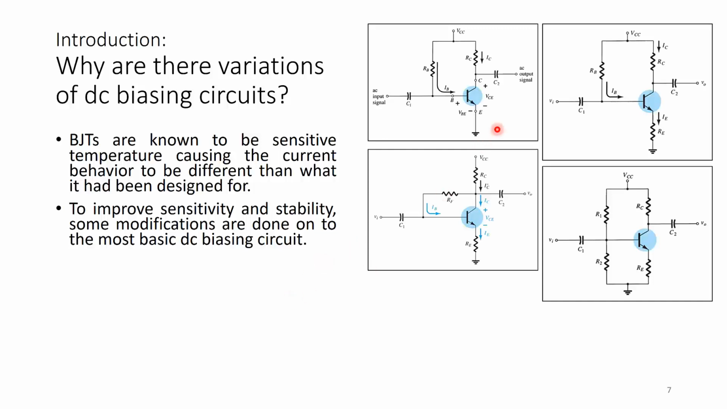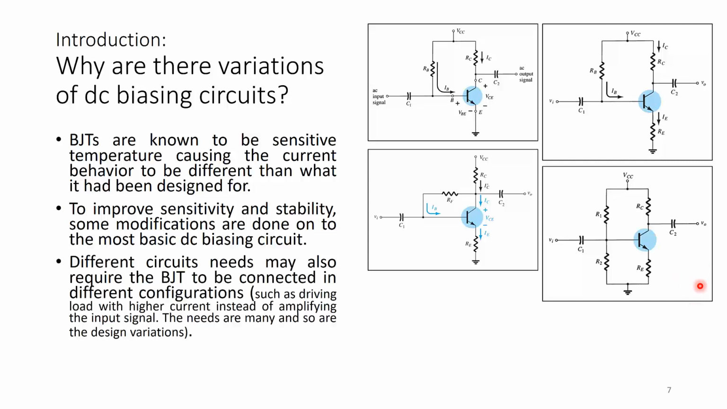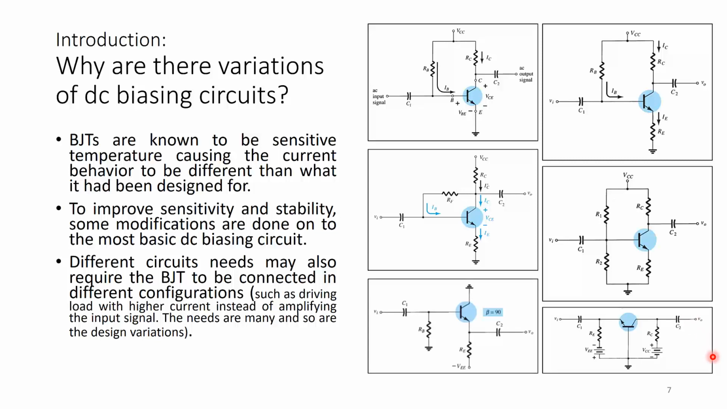We will start with the fixed bias, and then we can have the emitter stabilized bias, the collector feedback, and the voltage divider bias. So we will see how all these DC biasing circuits operate, and the different circuits. There are also different circuit needs that may require the BJT to be connected in different configurations, such as driving a load with higher current instead of amplifying the input signal, like the emitter follower, and the needs are many, and so are the design variations. So what we can cover here are just a few configurations for examples.